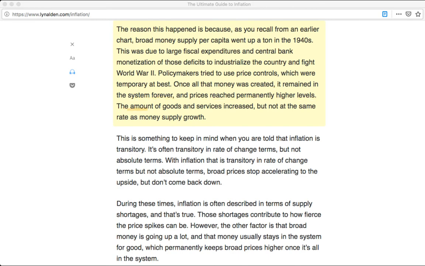The amount of goods and services increased, but not at the same rate as money supply growth. This is something to keep in mind when you are told that inflation is transitory. It's often transitory in rate of change terms, but not absolute terms. With inflation that is transitory in rate of change terms but not absolute terms, broad prices stop accelerating to the upside, but don't come back down.